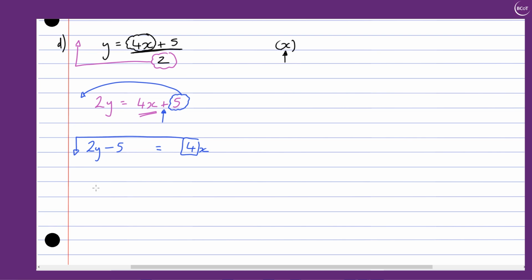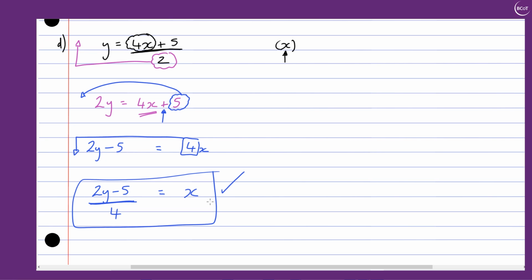What we end up with is 2y minus 5 divided by 4, because we dropped the 4 down, so we need to show this division line. And all that's left on the right hand side, barely no mates, little x. And even though it's on the right hand side, it's still the subject because it's on its own. So this is correct. So we've ended up with 2y minus 5 over 4 equals x.